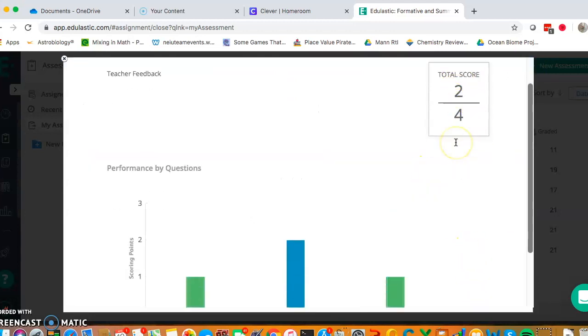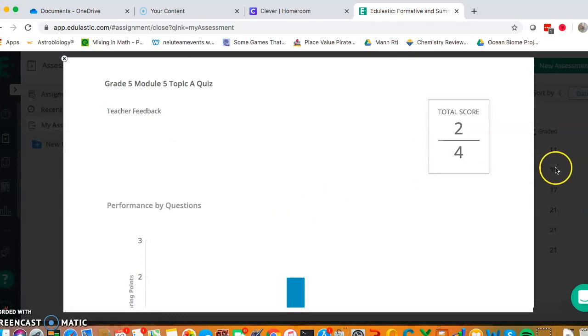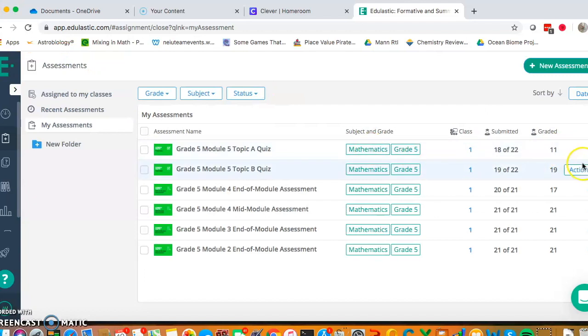It says I have 2 out of 4, but that's because this middle question needs to be graded. I just graded it. I've told you what the answers were. So on I go. Done with that. Now I can do topic B.